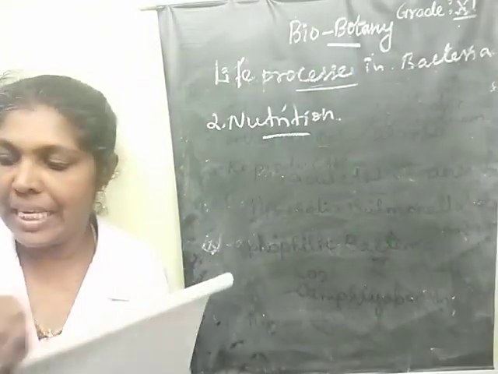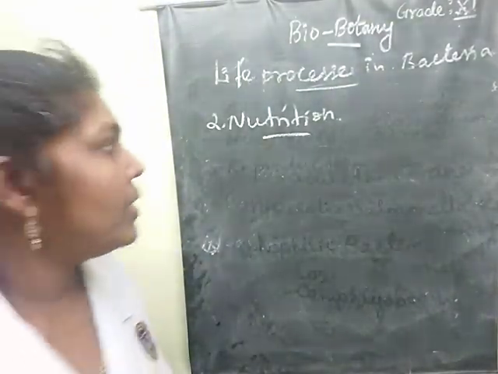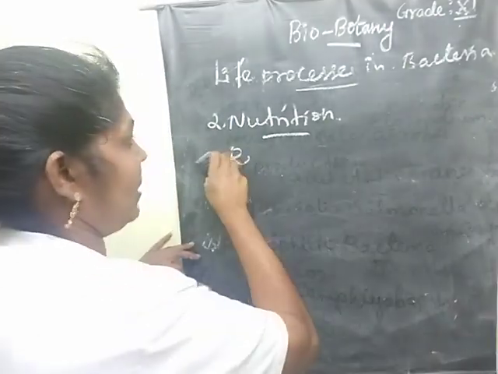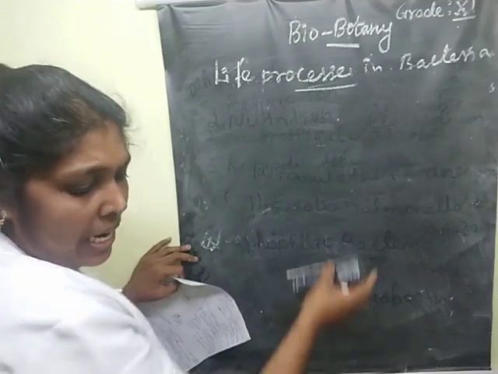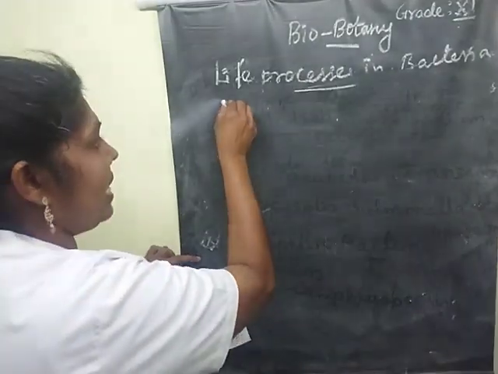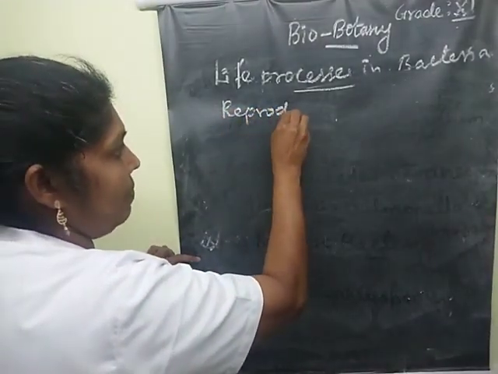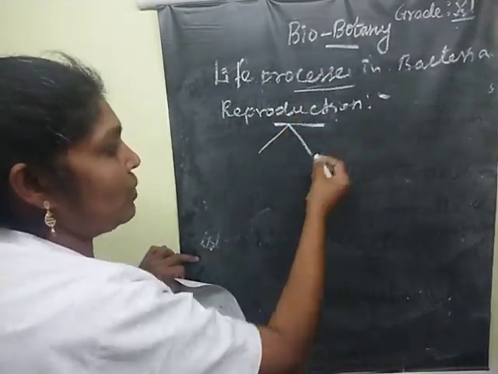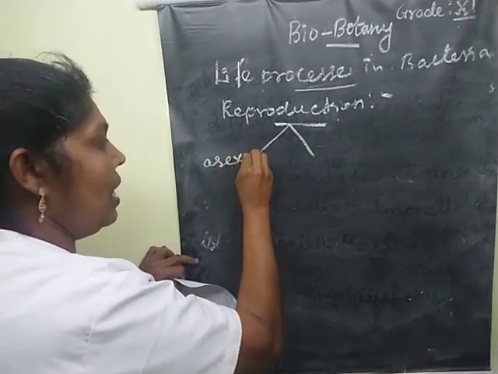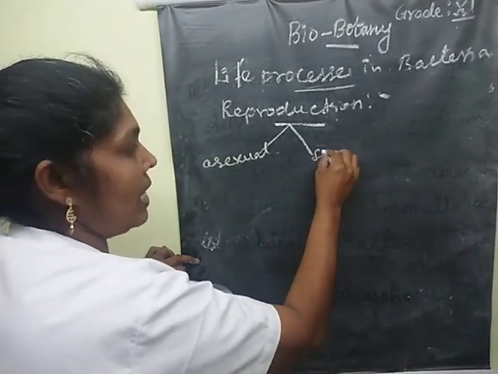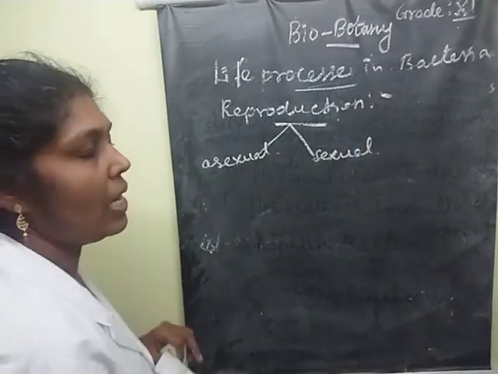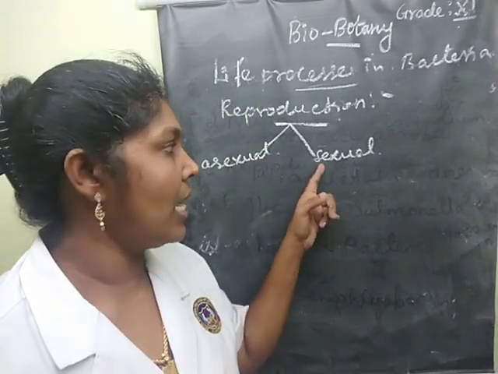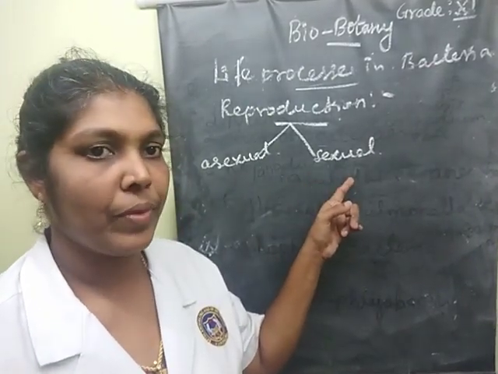Next, the life processes in bacteria. The third one is reproduction. Normally, reproduction in bacteria is of 2 types: asexual reproduction and sexual reproduction. Clear? Reproduction comes under 2 types, asexual reproduction and sexual reproduction.